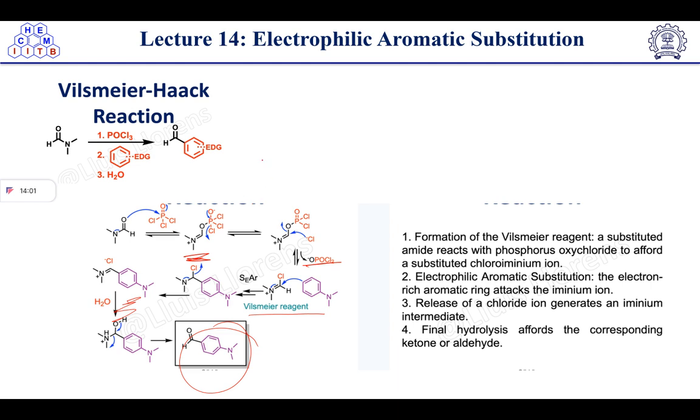So here we will get this intermediate. After getting this one, the lone pair of nitrogen will form a bond here and the Cl minus will knock out and we will get this iminium ion intermediate. After this one, final hydrolysis will take place and it will result in the formation of the corresponding aldehyde. Similarly, a ketone can also be formed here. So here we are getting the aldehyde. So this reaction is known as the Vilsmeier-Haack reaction.